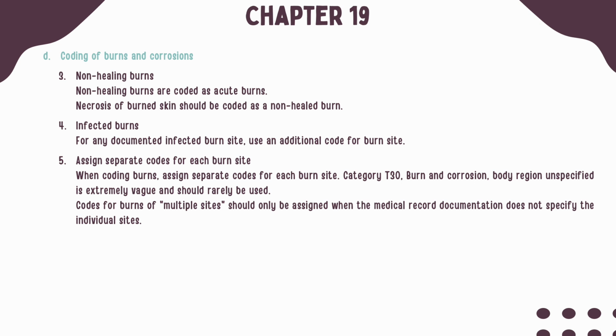Burns that are documented as non-healing should be coded as acute current burns. When necrosis of burn skin is present, they should be coded as non-healing acute burns. When any infection of a burn site is present, an additional code should be assigned for the site of the burn. Separate codes for each burn site should be assigned. Category T30 for burn and corrosion, body unspecified, should rarely be used. Codes for burns of multiple sites should only be assigned when the documentation does not specify the individual sites.